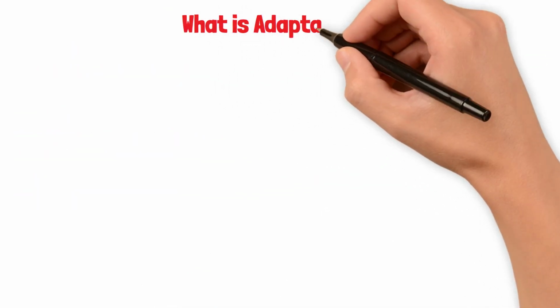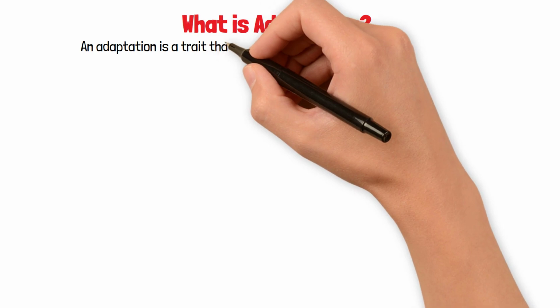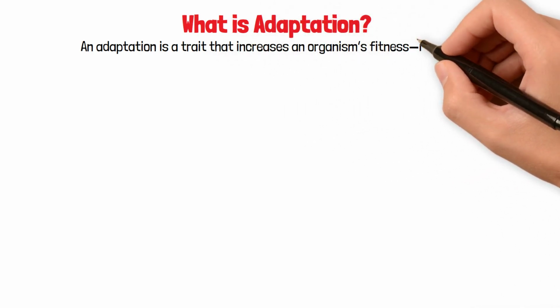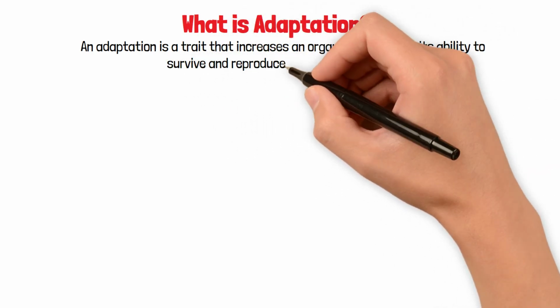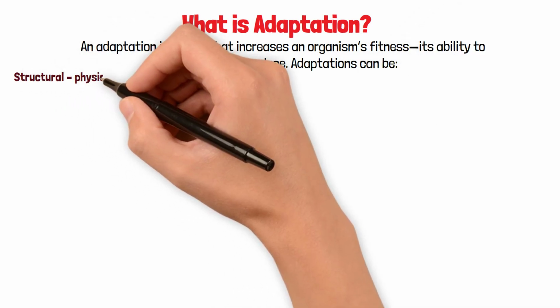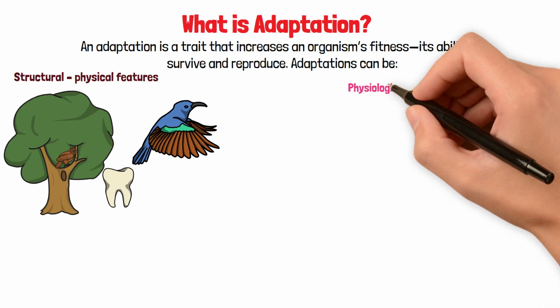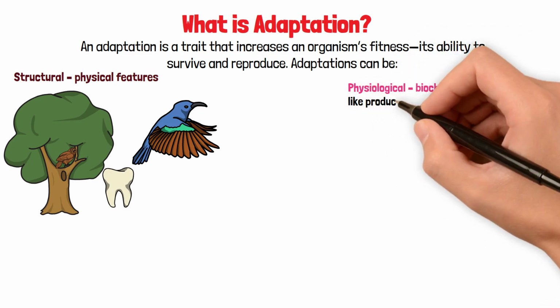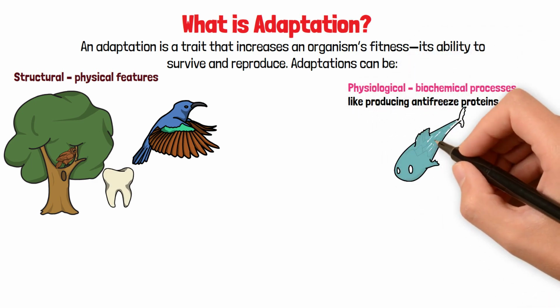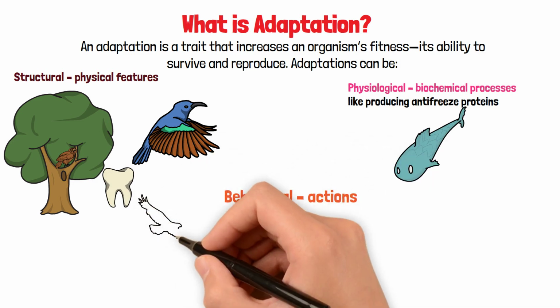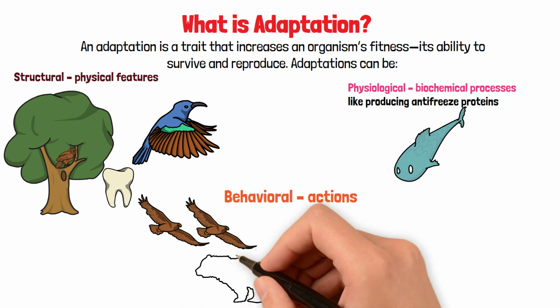What is adaptation? An adaptation is a trait that increases an organism's fitness, its ability to survive and reproduce. Adaptations can be structural, physical features like camouflage, sharp teeth, or wings. Physiological, biochemical processes like producing antifreeze proteins in Arctic fish. Behavioral, actions like migration, hibernation, or hunting strategies.